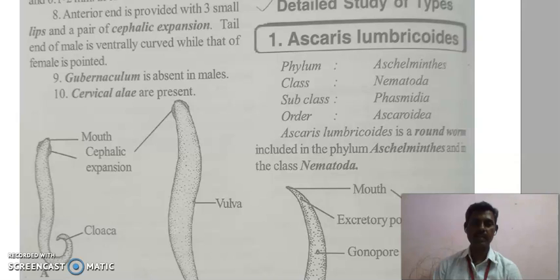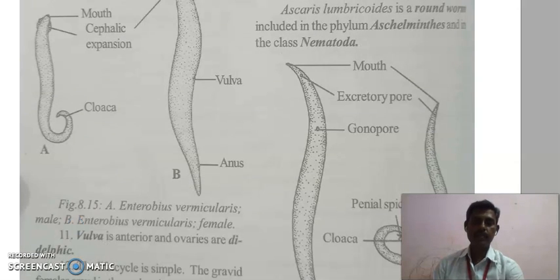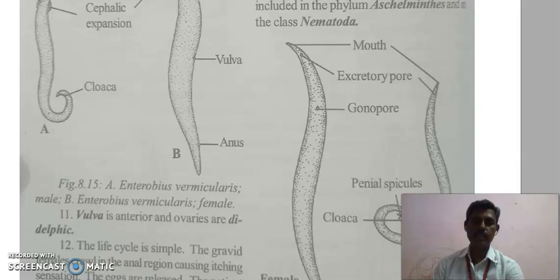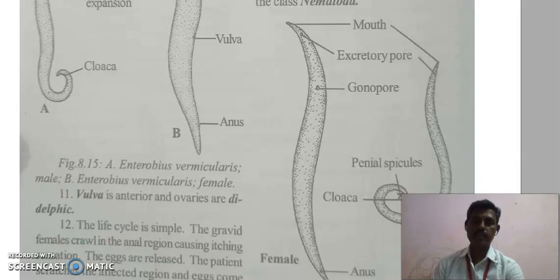St. Joseph's College, Autonomous, Cuddalore. In this class, we are going to discuss the phylum Nematoda. The species is called Ascaris lumbricoides. It is a roundworm included in the phylum Nematoda and the class Nematoda. In these pictorial representations, you can see the Ascaris species.